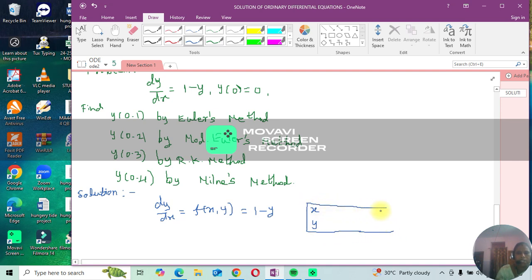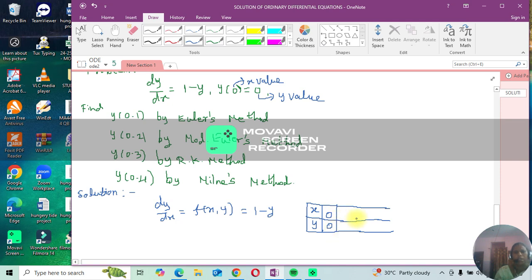First row is x value and second row is y value. In this we substitute the initial value first of all. The initial value, what is given? 0, 0. This is x value, and the right hand side is y value. So for x equal to 0, y equal to 0 is given.